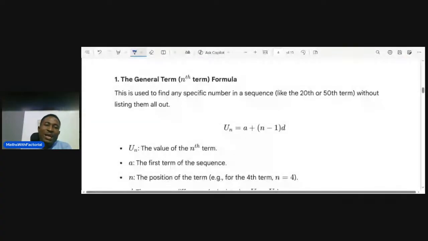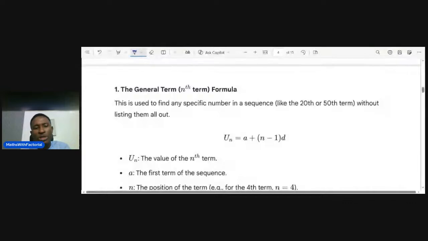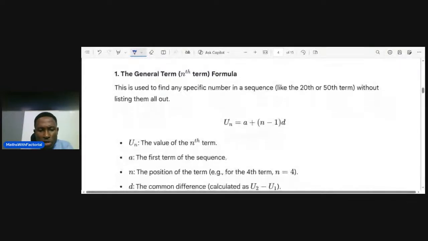There are formulas that we use in arithmetic progression. The first formula I'll be talking about is the nth term formula, the general term formula. What do I mean by the nth term formula?